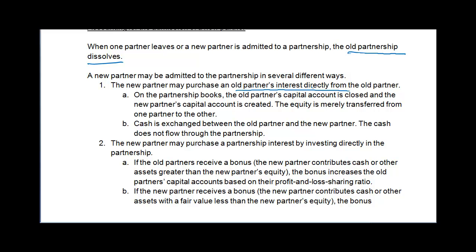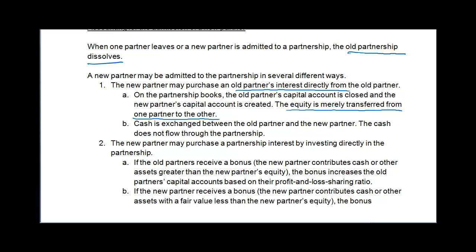One of them sells to another, a new partner. So they still have three partners. It's a new partnership, right? Because the old partnership has dissolved, the new one's created. But from the business perspective, from the accounting perspective, all that happens is the equity, the capital, is merely transferred from one partner to another.